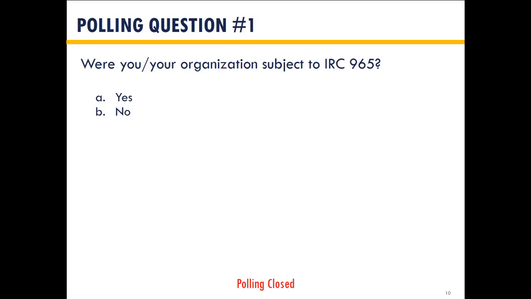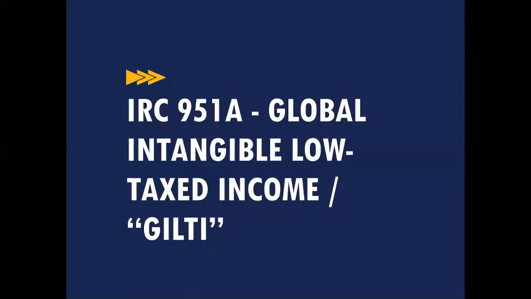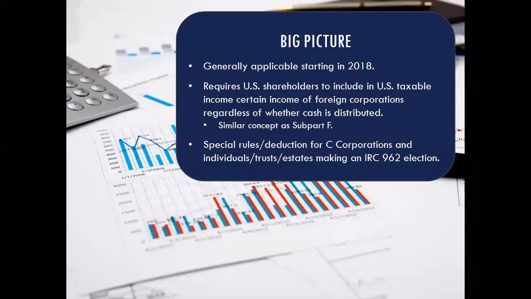Quite a few people were not subject to the 965 deemed repatriation. So hopefully that meant your year in 2017 was a little better than maybe some other taxpayers that had to go through that calculation, as it was quite complex. So let's talk about GILTI and just really the high level mechanics of how GILTI works and why it's important for US taxpayers.